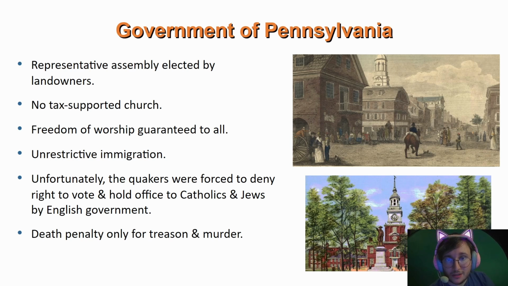Despite these progressive policies, the English government forced the Quakers to deny the right to vote and hold office to both Catholics and Jews. This was a clear example of how even the most progressive colonies had to navigate the restrictive laws imposed by the English crown. They did have a death penalty, and the death penalty in Pennsylvania was limited only to the most severe crimes, such as murder and treason, reflecting the Quakers' emphasis on the sanctity of life.